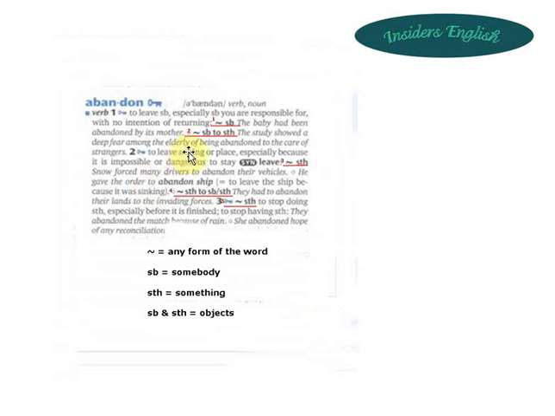Look at number 2. The study showed a deep fear among the elderly of being abandoned. Next we have to. Now we need something. The something is the care of strangers. If you look carefully at the information of the grammar that is given and then match it to the example sentence, you have just given yourself a grammar lesson.